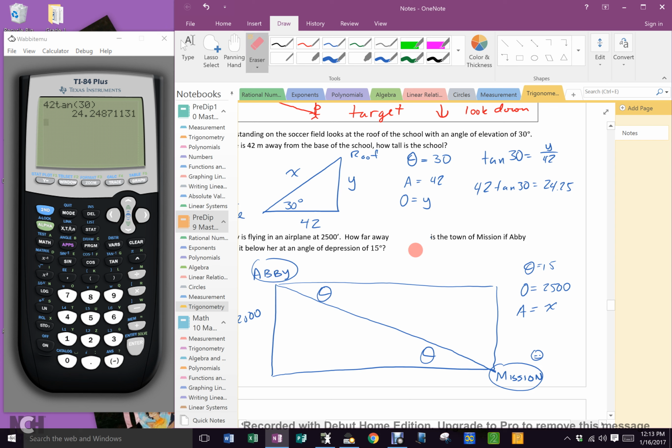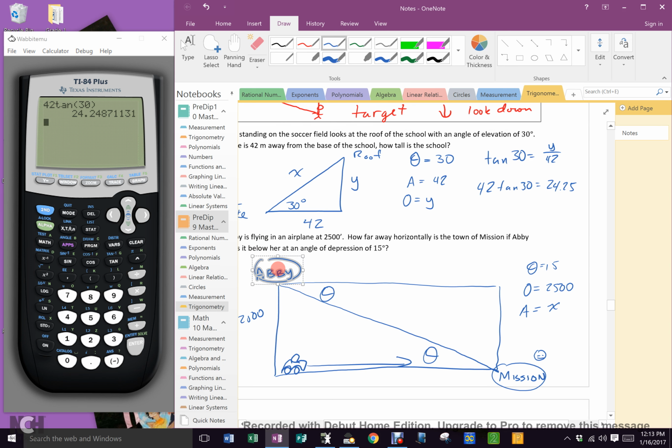The original question asked for how far horizontally Mission is from Abby. So if you were driving from Abby to Mission in your little fun car, you would travel a certain distance. But were Abby's plane to land in Mission, she would have had to go down the hypotenuse. Understand?